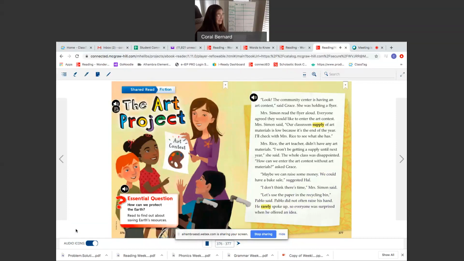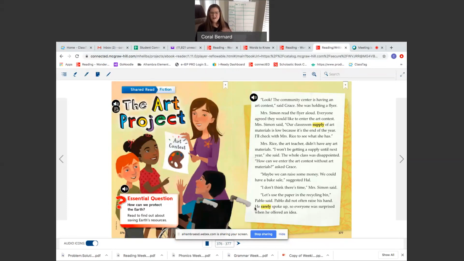We came across our second vocabulary word. I see that rarely is highlighted. That must mean it's my next vocab word. Let's see. The context clues. I see not often and rarely spoke up. Listen to those sentences. Let's use the paper in the recycling bin, Pablo said. Pablo did not often raise his hand. He rarely spoke up, so everyone was surprised when he offered an idea.